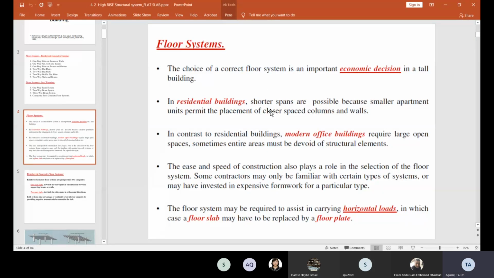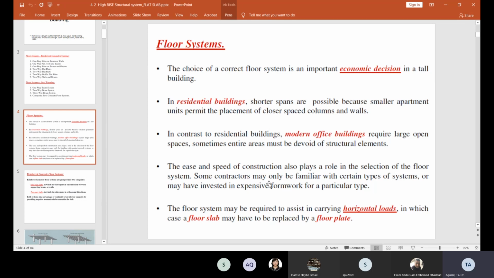Okay, so now can you see my screen? Yes. Okay. And also the floor system also depends on the experience of the contractor. The level of experience of the contractor is different in each country. Maybe some contractors don't have experience on how to build a post-tension flat slab.